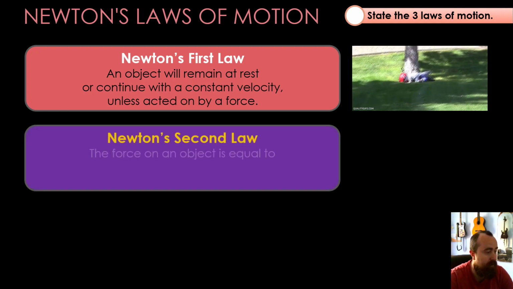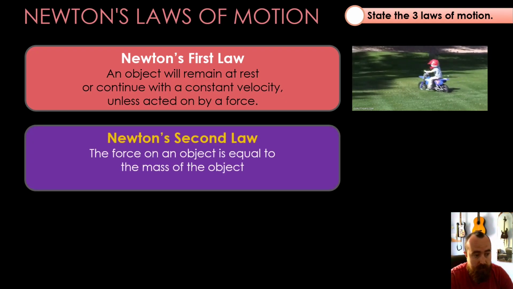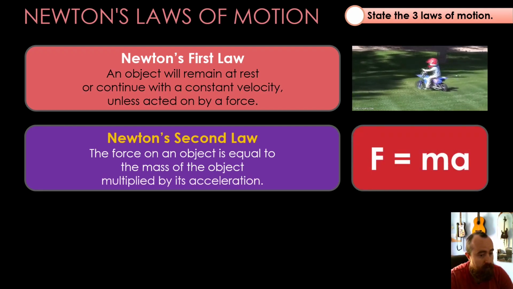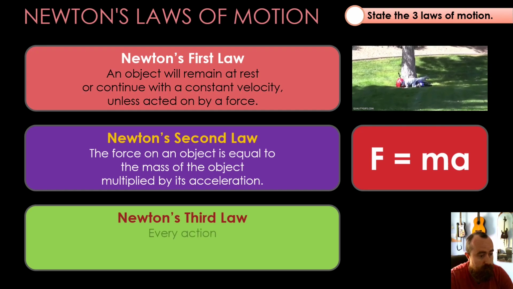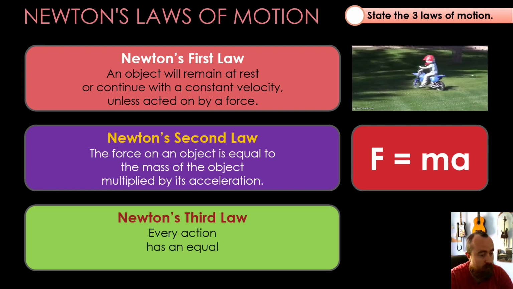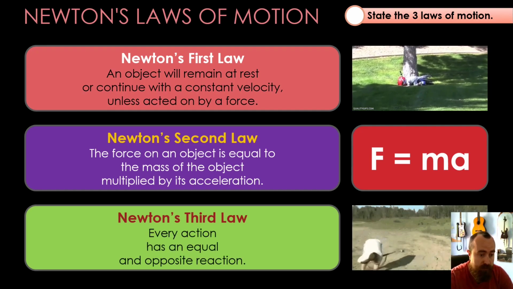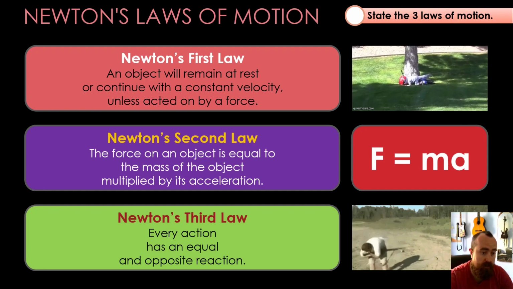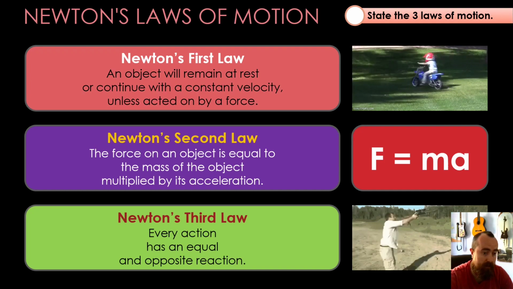Newton's second law says that the force on an object is equal to the mass of the object multiplied by its acceleration. That's F equals ma. And the last one, Newton's third law, is that every action has an equal and opposite reaction. If you apply a force in one direction, you're going to get the same force, but in the opposite direction. Fire the gun, bullet goes one way, gun goes the other.